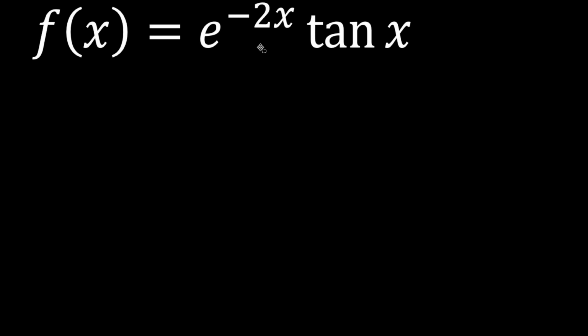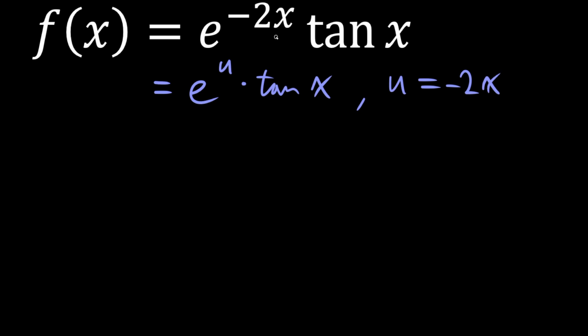So for this question here, we clearly have a multiplication of two different functions, so we'll be using the product rule. But to make this easier, we're going to first redefine it in terms of u. We're going to let this equal e to the u times tan x, where we know that u is equal to negative 2x. So this will let us use the chain rule in our product rule and simplify some of the terms.